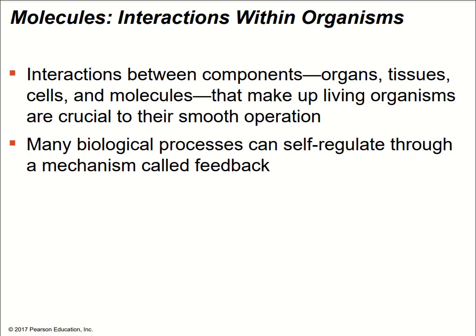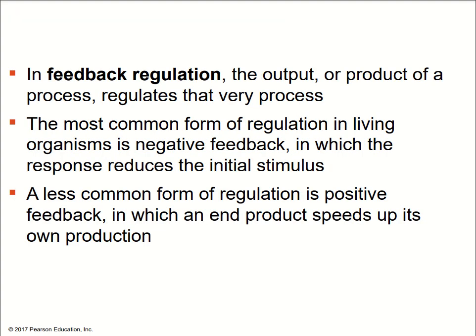To have a smooth functioning life form, many biological processes can self-regulate through a mechanism called feedback. In feedback regulation, the output or the produced product of a process regulates the very process. For example, if a lot of a certain protein is made, then the organism might then stop producing more of that protein until there's not as much left. The common form of regulation in living organisms is negative feedback, in which the response reduces the initial stimulus.